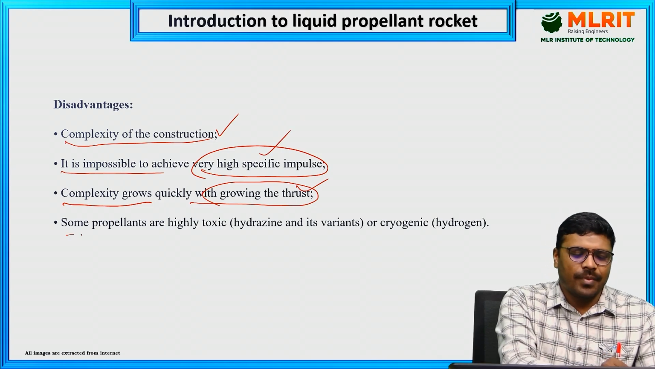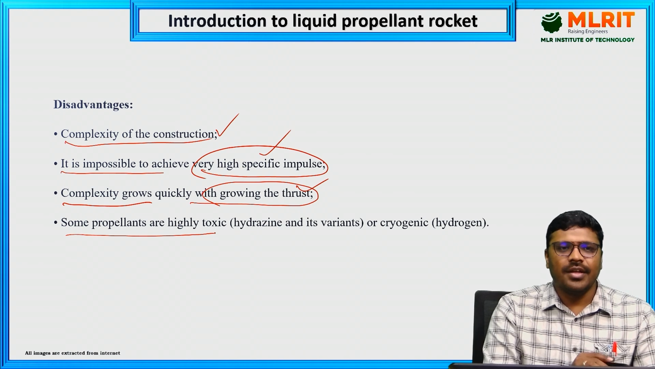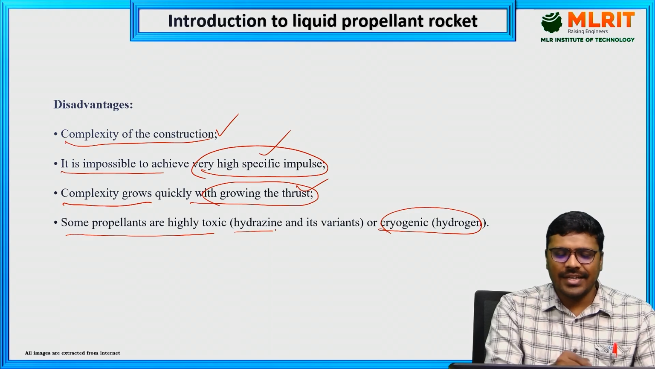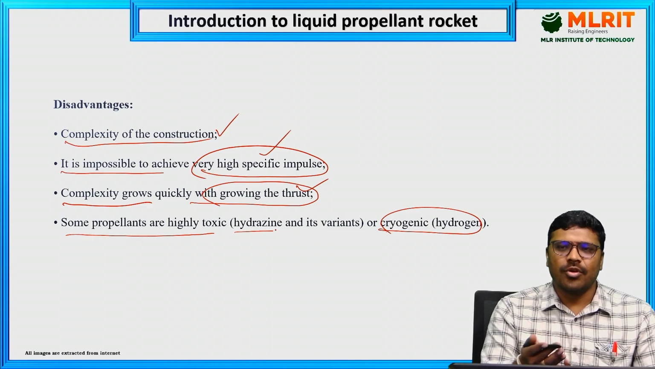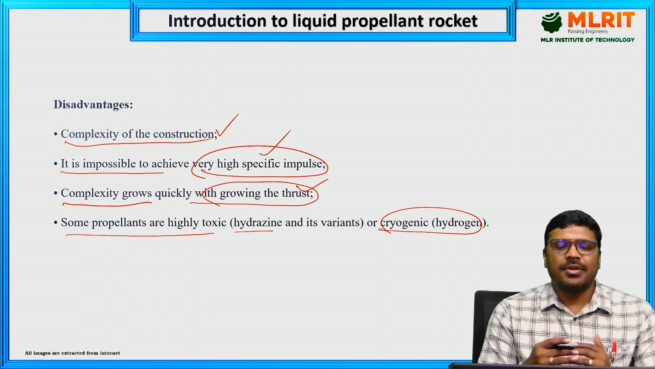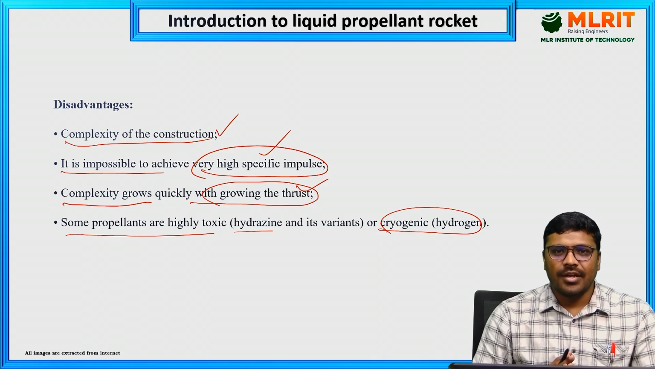And some propellants are toxic. Some liquid propellants are toxic, and even cryogenic hydrogen, hydrazine, monomethyl hydrazine, UDMH, MMH. So there will be some toxicity in liquid propellants. So this is also one of the disadvantages in the liquid propulsion system.